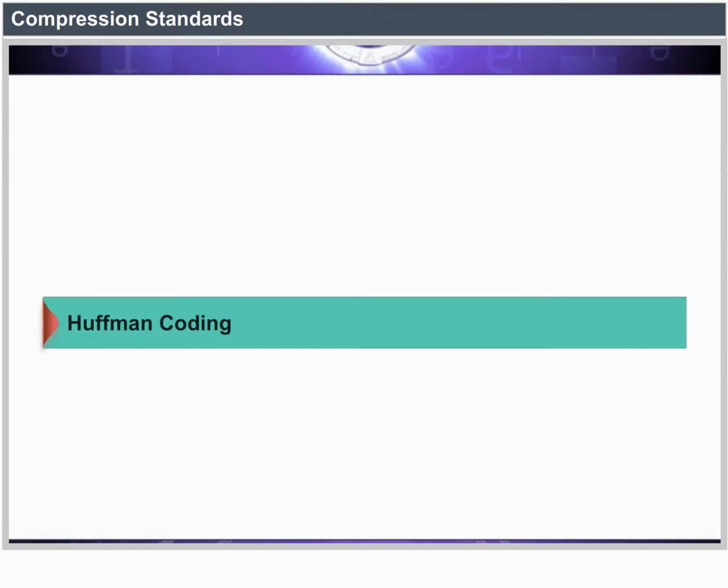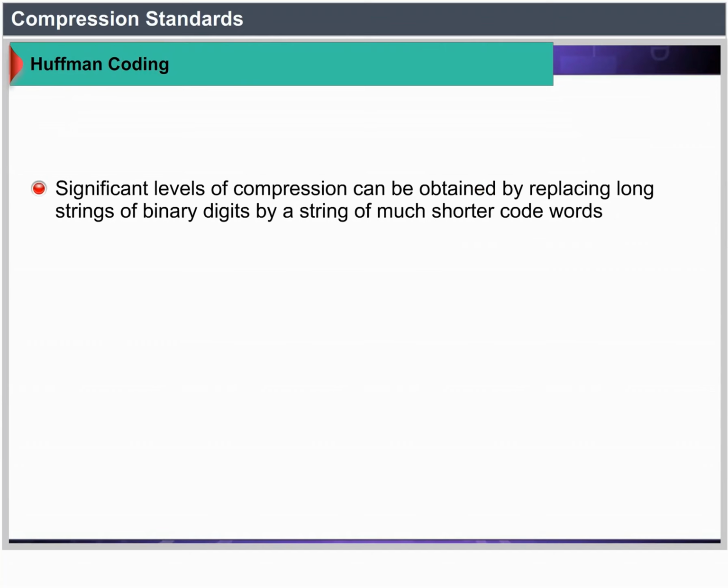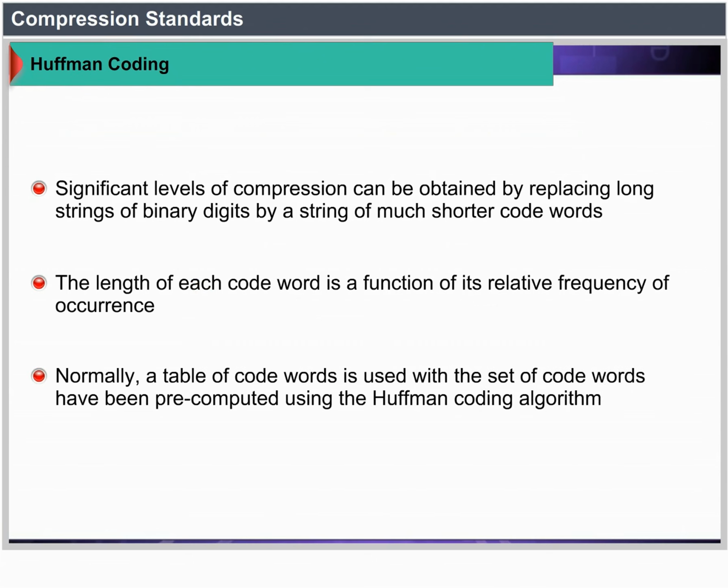Huffman coding. Significant levels of compression can be obtained by replacing long strings of binary digits by a string of much shorter code words. The length of each code word is a function of its relative frequency of occurrence. Normally, a table of code words is used with a set of code words pre-computed using the Huffman coding algorithm.